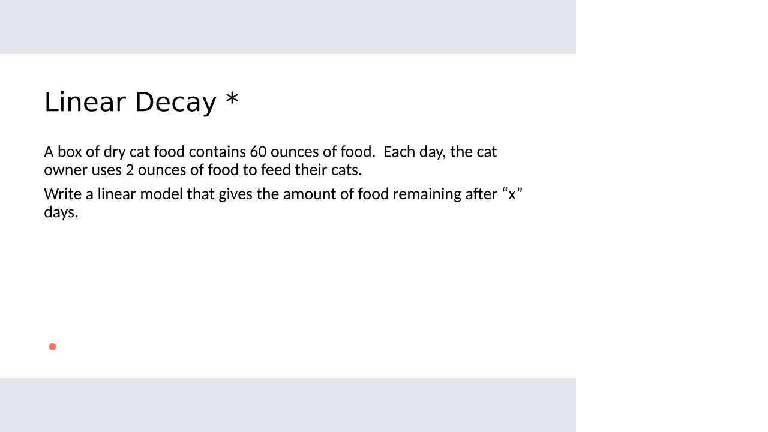And we're after a linear model, so none of our choices are going to have a variable in the exponent, because that would be an exponential model, and we want a linear model. The amount of food in the box is going to go down at a consistent level. That's why this is linear decay, because what we're seeing here is the amount of food that remains, and that goes down over time. So that's why it's linear decay rather than being linear growth.